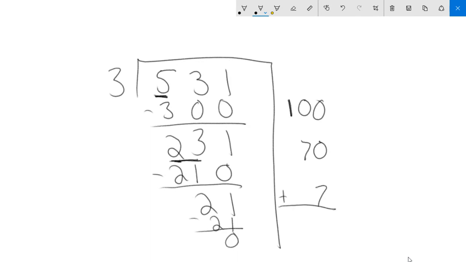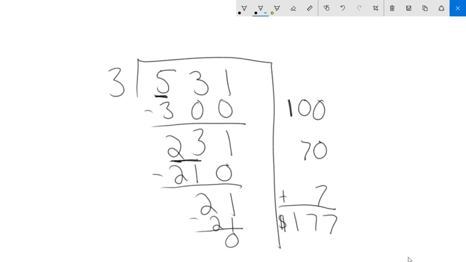Let's add this up and we'll find out 177. So if we had found $531 and we were dividing it between 3 people, each person would get $177. Okay, so this is one way that we're going to be taking a look at division this week.